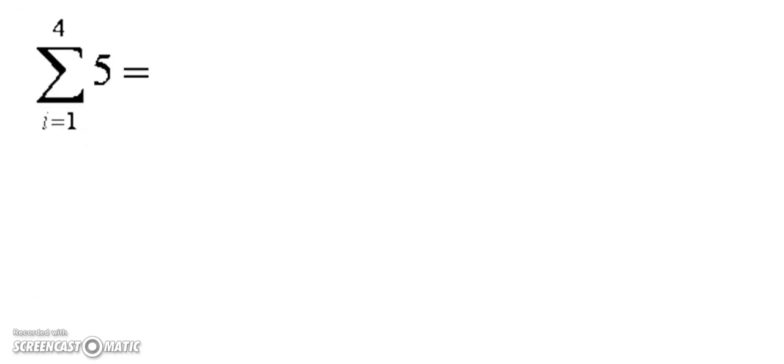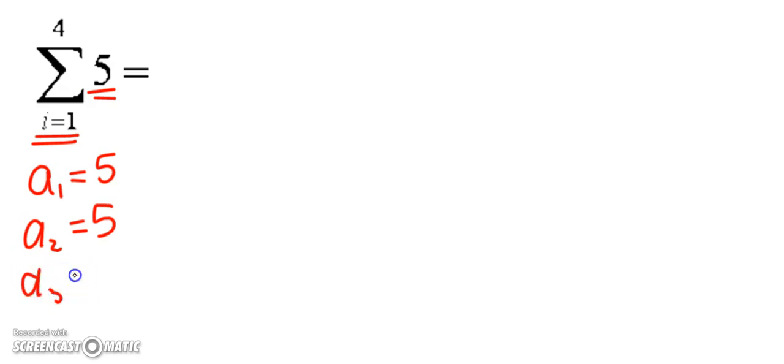Alright, summing from i equals 1 to 4 of 5. Well, now this is interesting because we don't have anywhere to plug in an i value. So that means that a sub 1 is just equal to 5. And a sub 2 is equal to 5. And a sub 3 is equal to 5. And a sub 4 is equal to 5. And I can stop at a sub 4 because it says to sum from the first term to the fourth term. Well, what's 5 plus 5 plus 5 plus 5? 20.